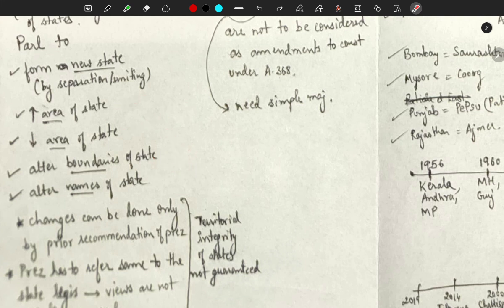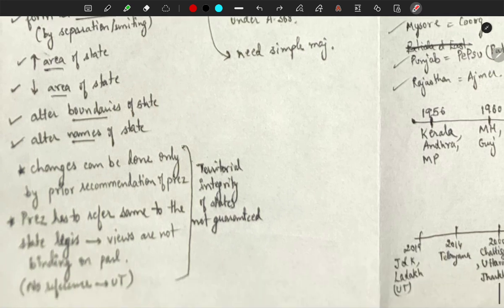So all this Parliament can do, and this change can be done only by the prior recommendation of the President, and the President has to refer the same to the state legislature. But the state legislature's views are not binding on the Parliament. And if you want to change the union territories' names and boundaries, then no reference is needed. Okay, so what does this indicate? It indicates that the territorial integrity of the states is not guaranteed.